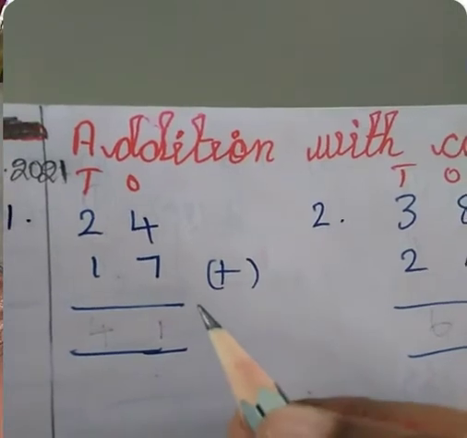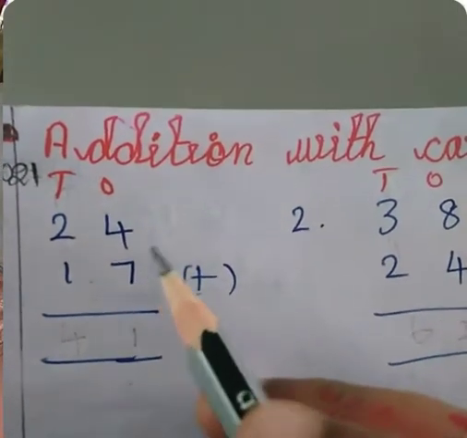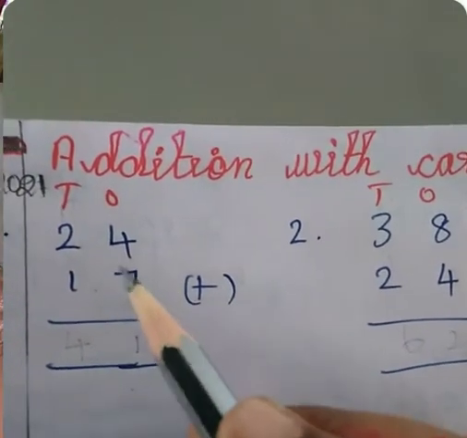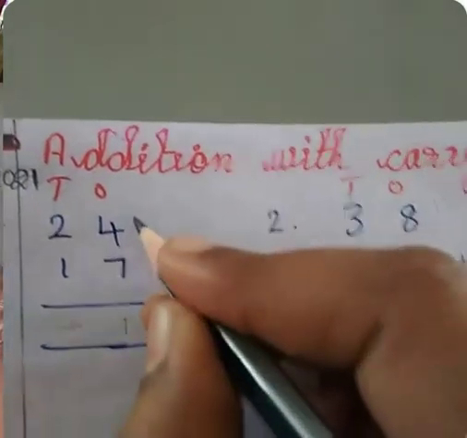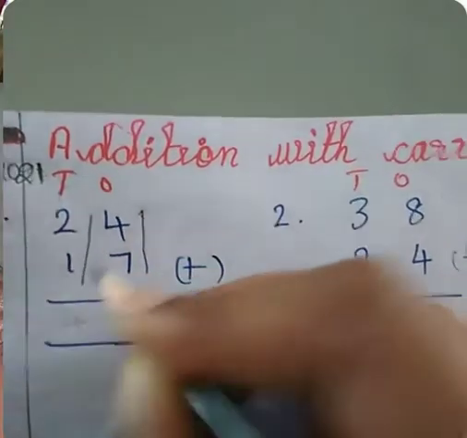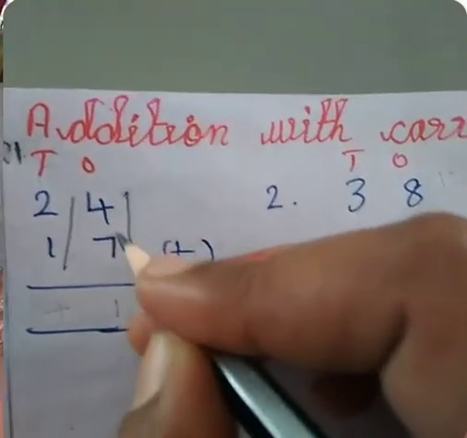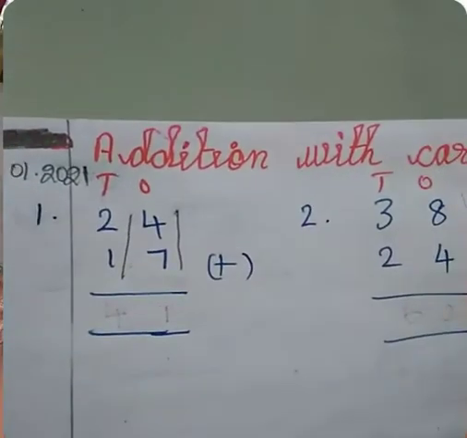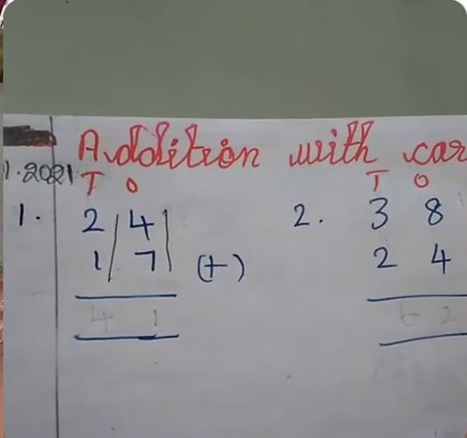I already taught you that first you put the column, ones column and tens column. You know the place value, so put the place value for the given numbers. This is the ones column and this one is the tens column. First add these two numbers. 4 in the mind, 7 in the finger, 4 after 5, 6, 7, 8, 9, 10, 11.